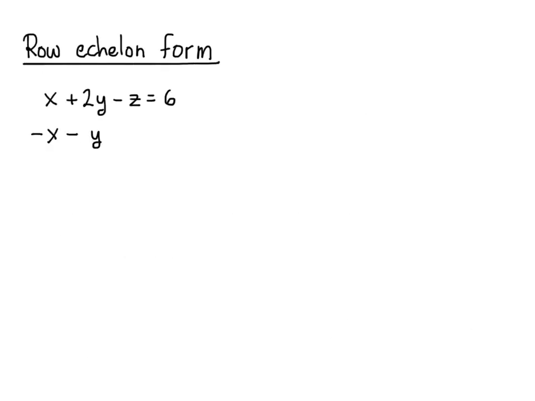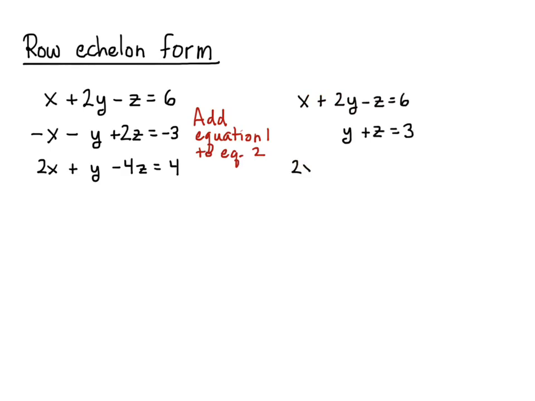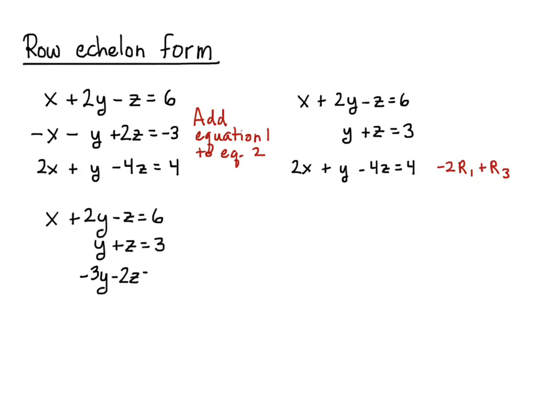Okay, so when we look at row echelon form here, we'll take this example, and this is another example. I'm going to do this one completely. If we add the first two equations here, we eliminate that x. Then we take negative 2 times this x and add it to row 3. You can see negative 2 times row 1 plus row 3. And so we're going to end up with this system now.